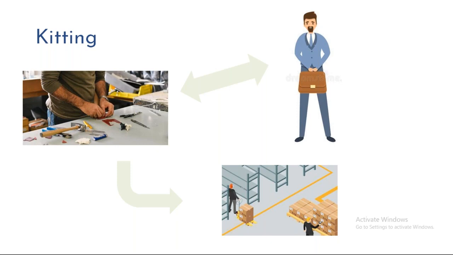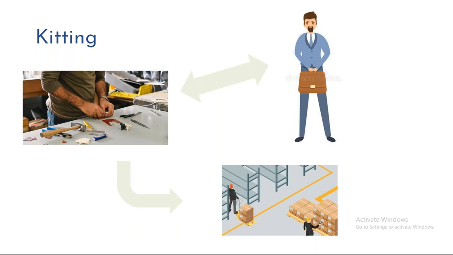So basically what happens is, as a customer, let's say you're ordering online on any e-commerce site, for example a computer or laptop. When you're ordering a laptop, you may also order a mouse, a pen drive, or some three or four other components along with the laptop. So what business generally does is they kit them together. When I say kit them together, they pack them together and then ship to the customer.